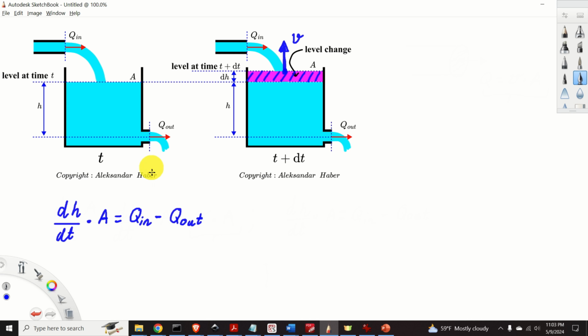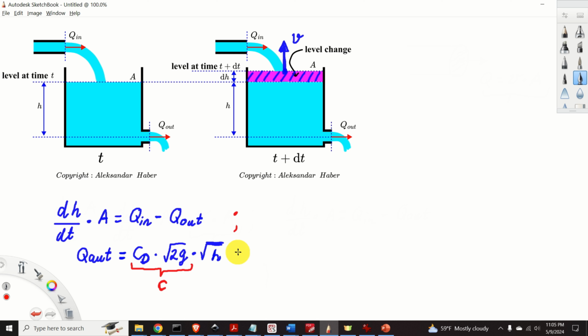On the other hand, in our previous tutorial, we explained and derived the formula for the output flow rate. The output flow rate is equal to C_D, where C_D is the discharge coefficient, multiplying the square root of 2g, where g is the gravitational acceleration constant, and multiplying the square root of h, where h again is the level represented over here. Next, for clarity and simplicity, C_D multiplying the square root of 2g will be denoted by C.